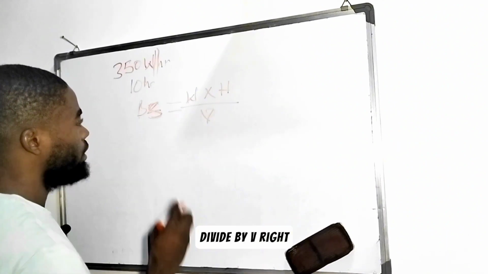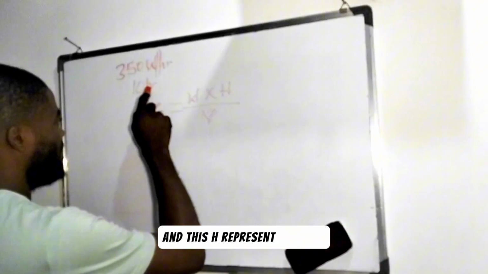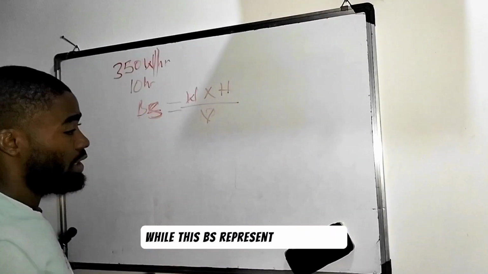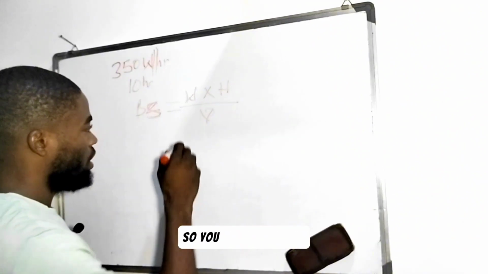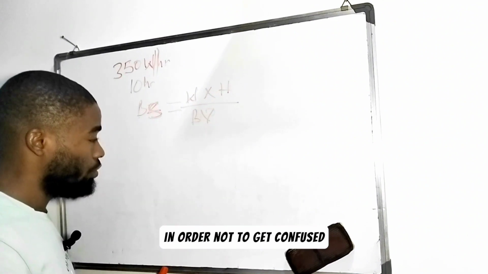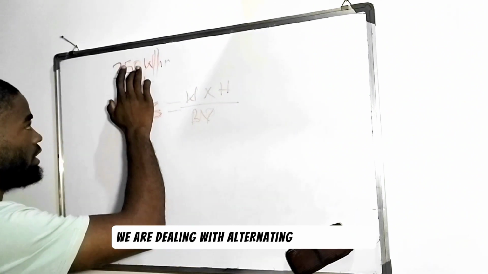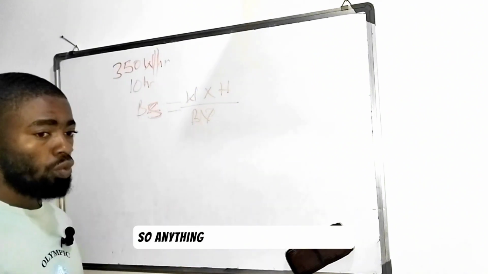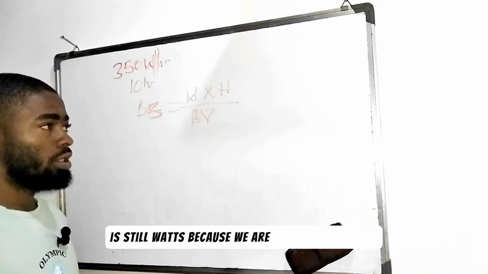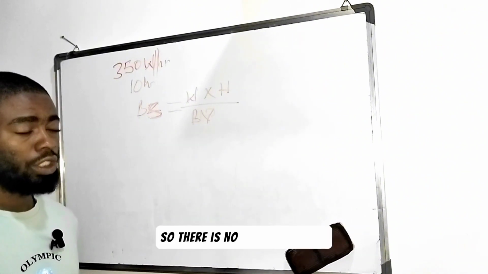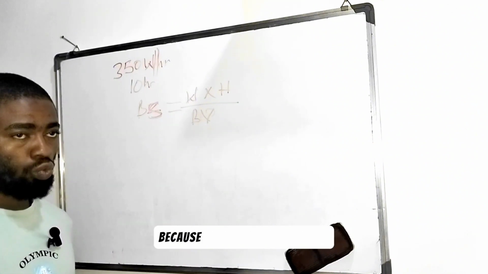This W represents our watt, this H represents the hour, while BS represents battery size and V represents battery voltage. So you can just say BV, which is battery volt, in order not to get confused. Remember, we are dealing with alternating current watt. As long as it's watt, whether it's DC or AC, it is still watt because we are dealing with power.